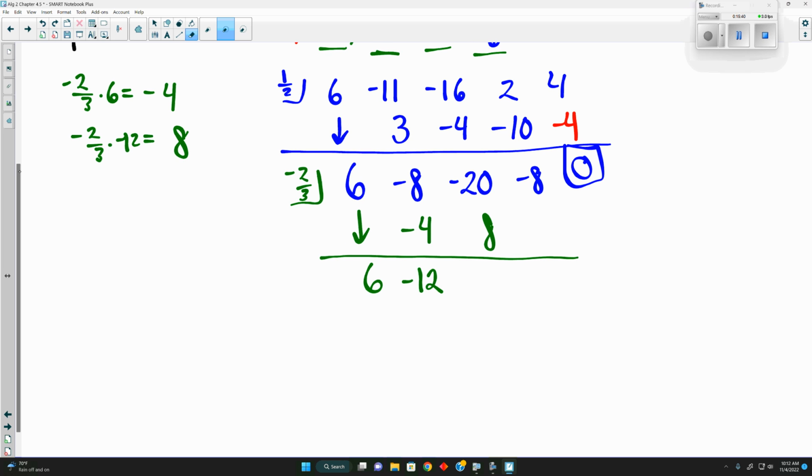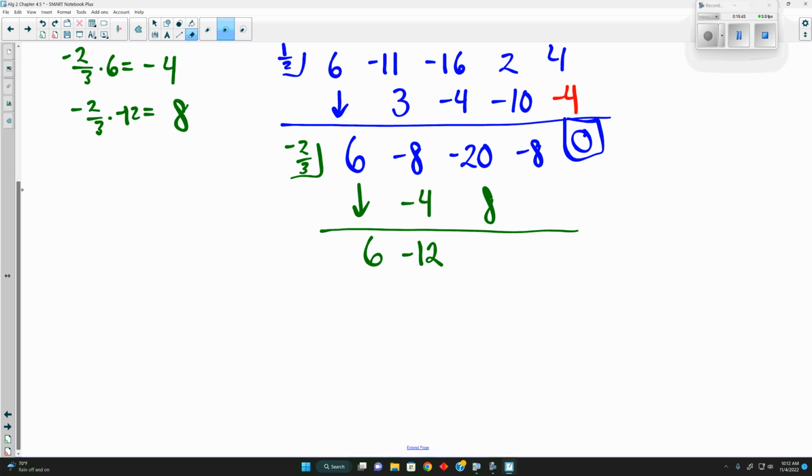I've also done it a good bit. There's a good bit I have to write down too, because if it starts getting too many numbers, it's a lot of repetitive work. So 8 plus negative 20 is negative 12. So we're doing negative 2/3 times negative 12, yes? 8, which is 0.